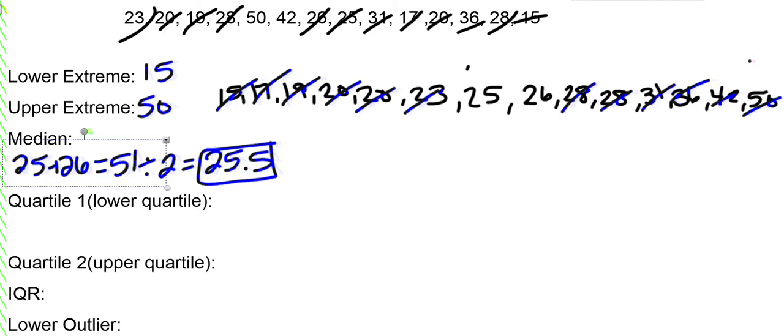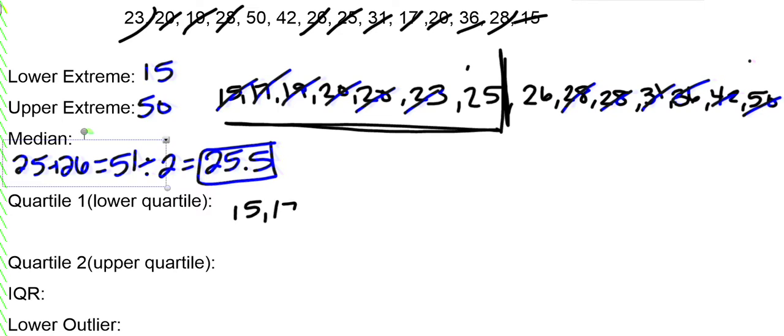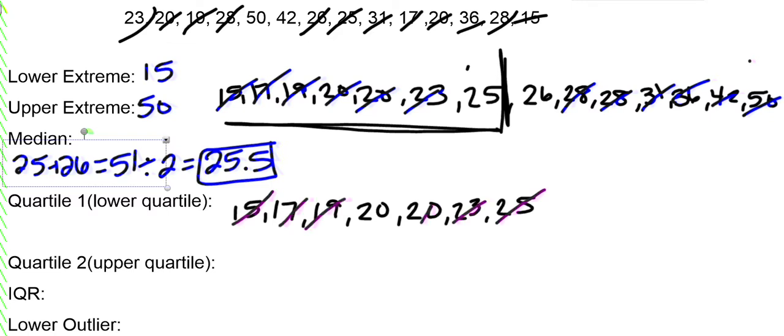I need to find my lower quartile. So remember, that's the median of your lower half. Well, my median was right here. So this right here is going to be my lower data. So I have 15, 17, 19, 20, 20, 23, and 25. So again, I just need to find the middle, so I'm crossing out one at a time. My lower quartile is 20.